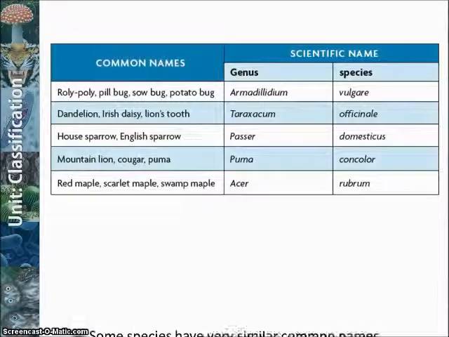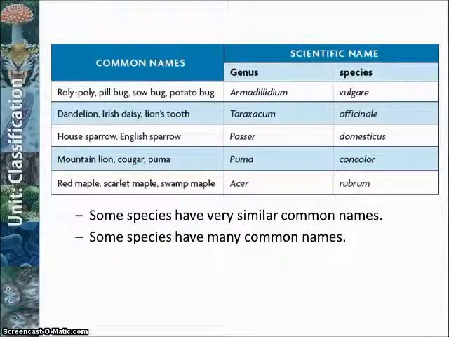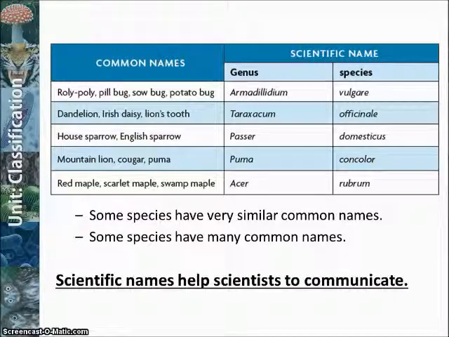You have probably already experienced why scientific names and classification are useful, because many species have similar common names or even a variety of common names, which makes it difficult for scientists to communicate with one another in different countries, as you can see here. Scientific names help scientists to communicate.